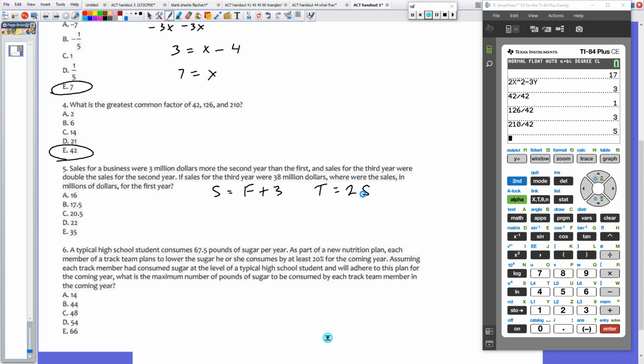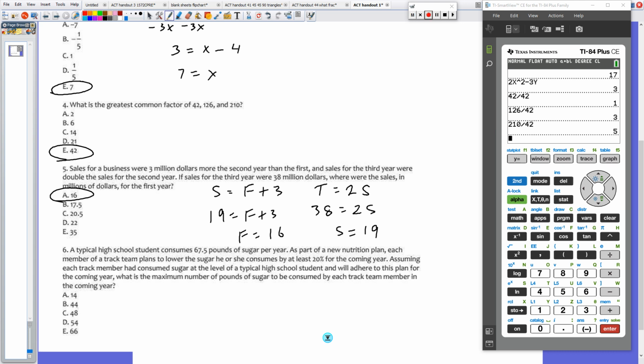If sales for the third year were 38 million, well, if that's 38 million, then that means S is 19 million. What were the sales in dollars for the first year? Well, if S is 19, then 19 is F plus 3. I'll subtract 3. 16 million. Your answer is A.